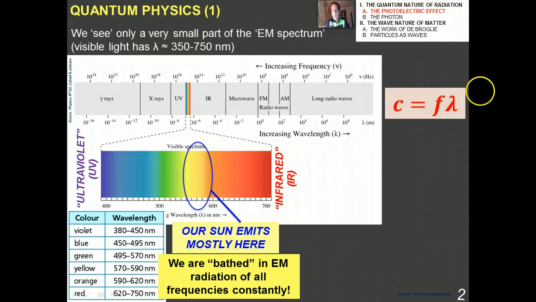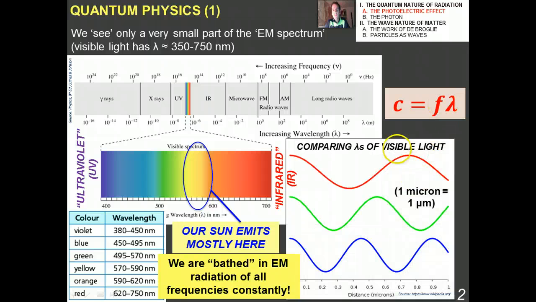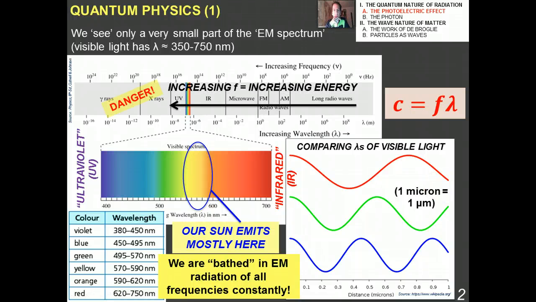Okay, so here's our wave equation relating frequency and lambda. Here's just an idea of the wavelengths of visible light, comparing them. When you see the term micron, that's a micrometer, just so you guys know. That's short for micrometer.